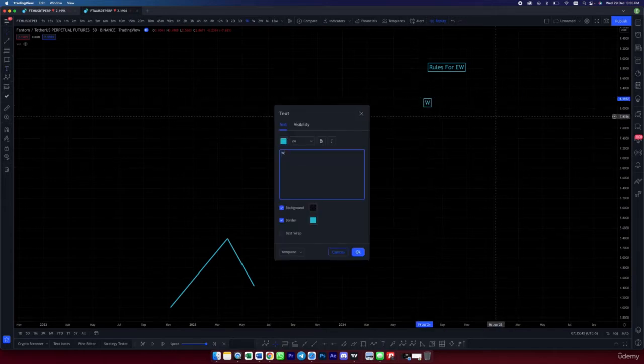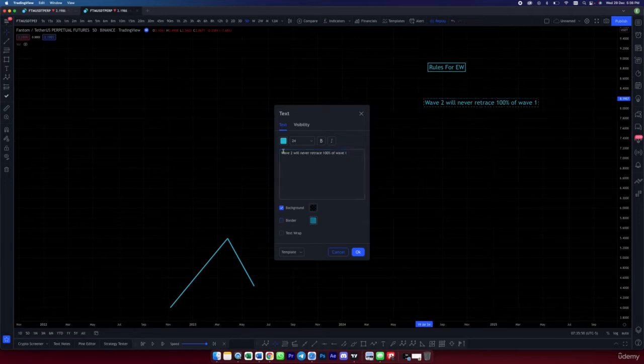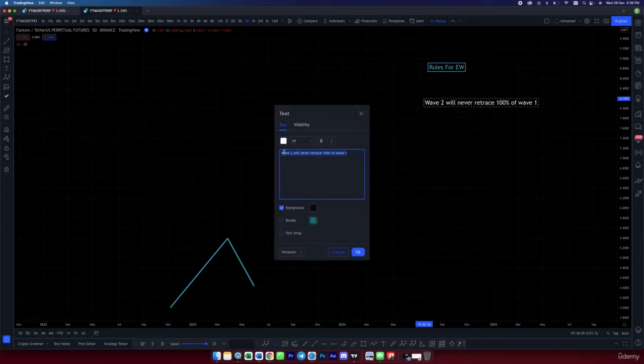So rule number 1. Rule number 1 is that wave 2 will never retrace 100% of wave 1. Keep this in mind. This is when we will say that the wave or the impulse has started. Let me just notate it also. Let's just call it rule number 1. So I'll just write 1.